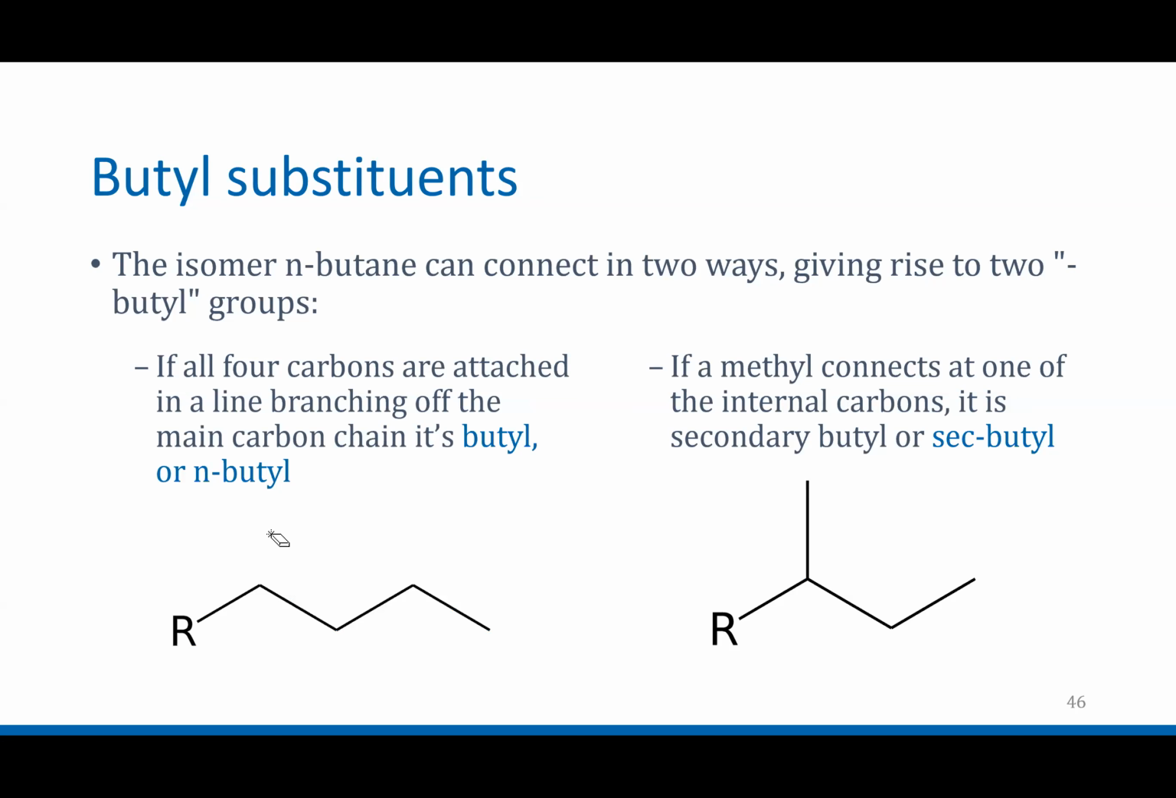Now, butane can have a few more isomers. So the butyl group, butyl substituents, we can have, I think, 4 different isomers for butyl. So again, I want you to look at this. We have 1, 2, 3, 4. And think of the isomers we can create with this compound. I can take the end off here. Actually, let me show you in a new slide.